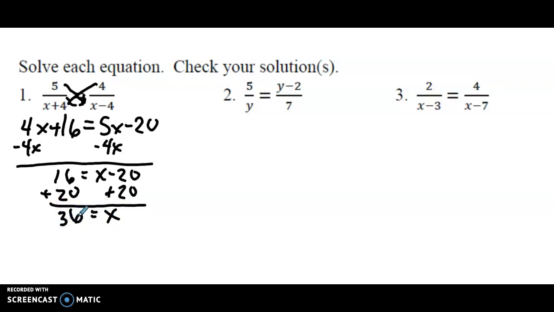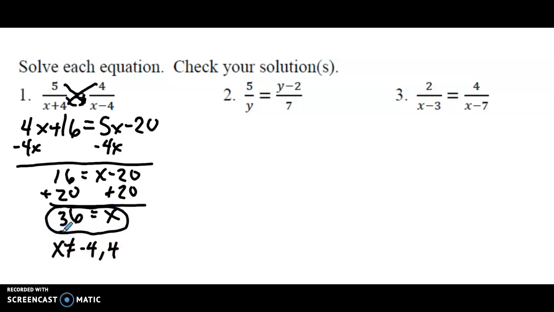Now, one thing you have to do at the end is check for those excluded values. So my first denominator here, x cannot equal -4. And for my second denominator here, x cannot equal +4. And why we've been doing that this whole time for lesson 11.7 is we want to check to make sure the answer that we got doesn't match our excluded values, and it doesn't. 36 is an okay value, so that is the answer.